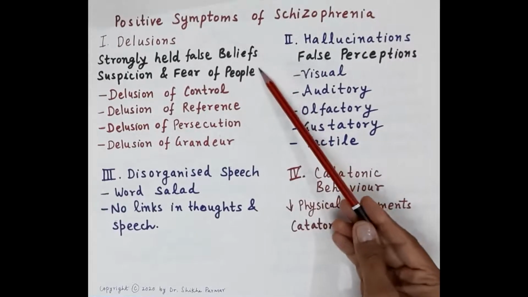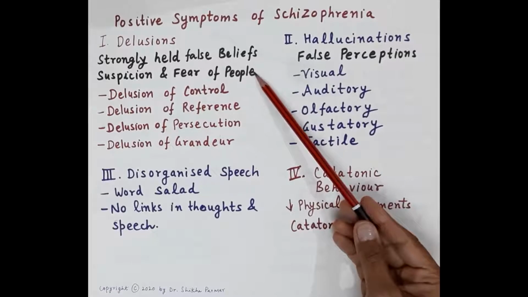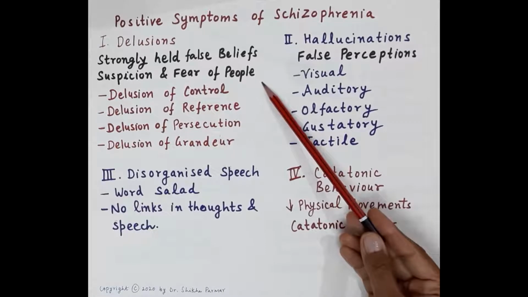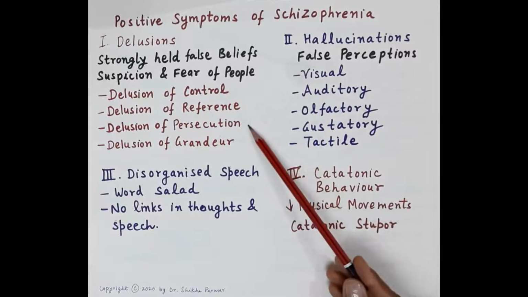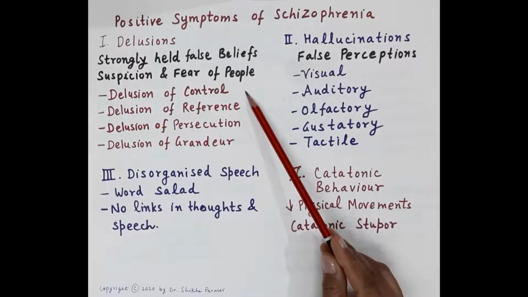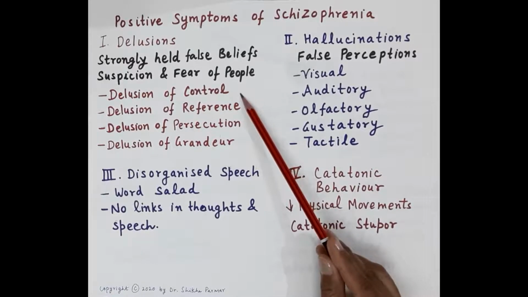Delusions, as we have already discussed, are strongly held false beliefs, and the affected individual is extremely suspicious, or the individual is afraid of other people. Now, these delusions can be of many types. For example, delusion of control. Here the affected individual thinks that the thoughts are inserted from outside. That is, some external force is controlling the thoughts and actions of the affected individual.